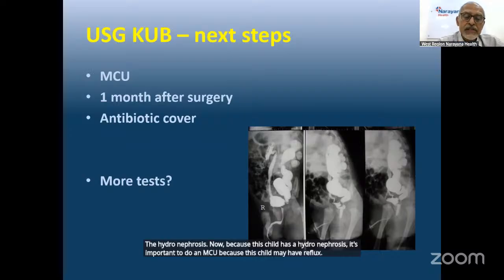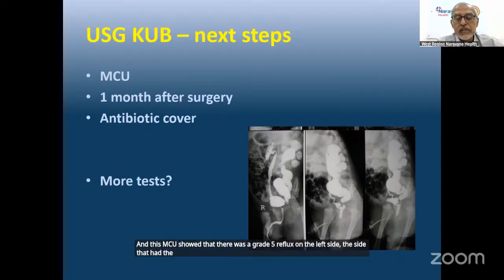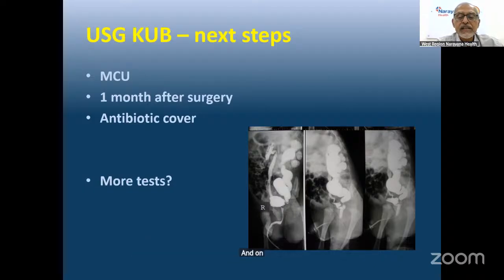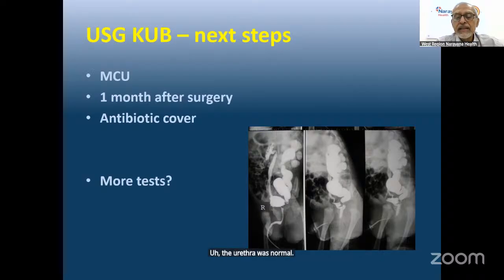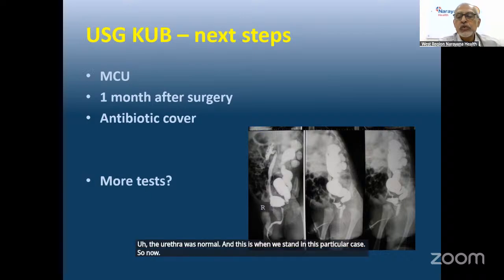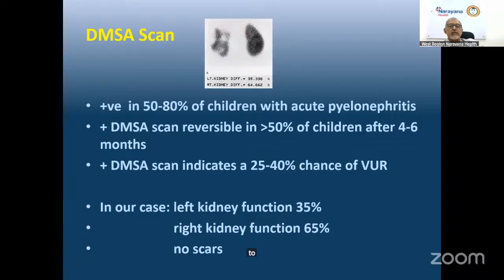So 1 month after surgery, under antibiotic cover, an MCU was done. And this MCU showed that there was a grade 5 reflux on the left side, the side that had the hydroureteronephrosis. And on the right side, there was a lesser degree of reflux, say something like a grade 2 to 3 reflux. The urethra was normal, and this is where we stand in this particular case. So now one more issue has got added on to our diagnosis. And the question is, are we going to do any more tests?